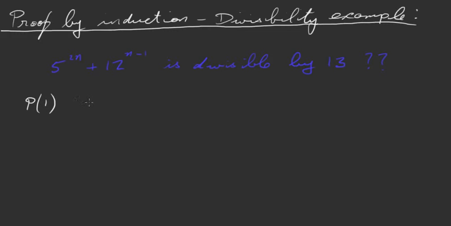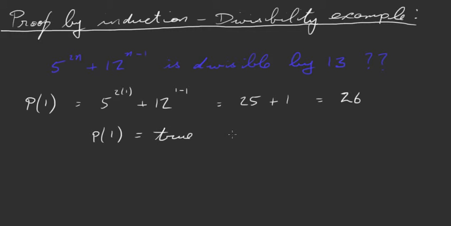So where n is 1, that will give us 5 to the power of 2 times 1 plus 12 to the power of 1 minus 1. So that gives us 5 to the power of 2, which is 25, plus 12 to the power of 0, which is 1, that gives us 26. 26 is divisible by 13, so P1 is true. So the proposition is true for n is equal to 1.